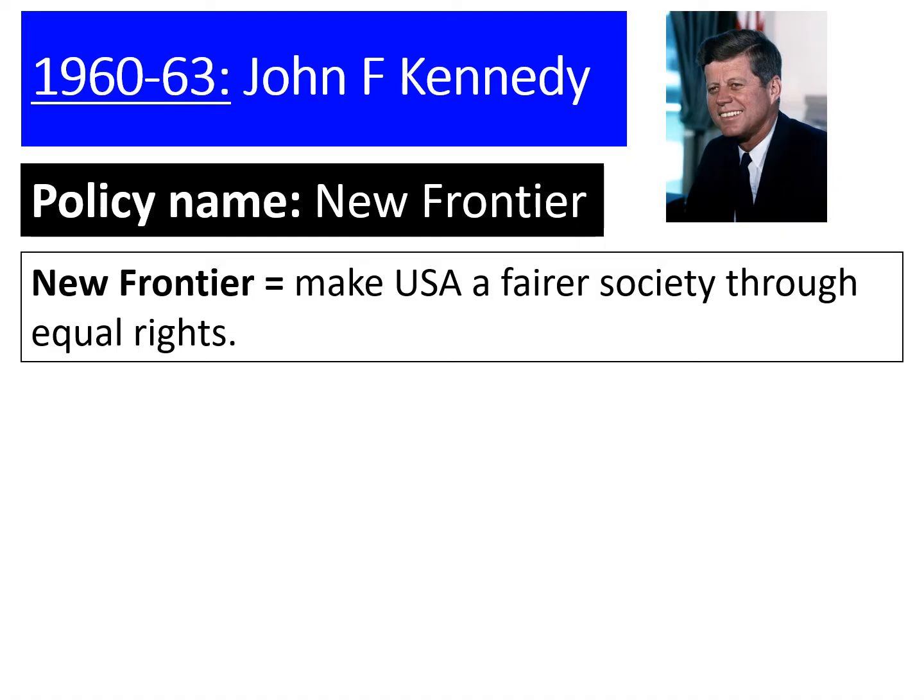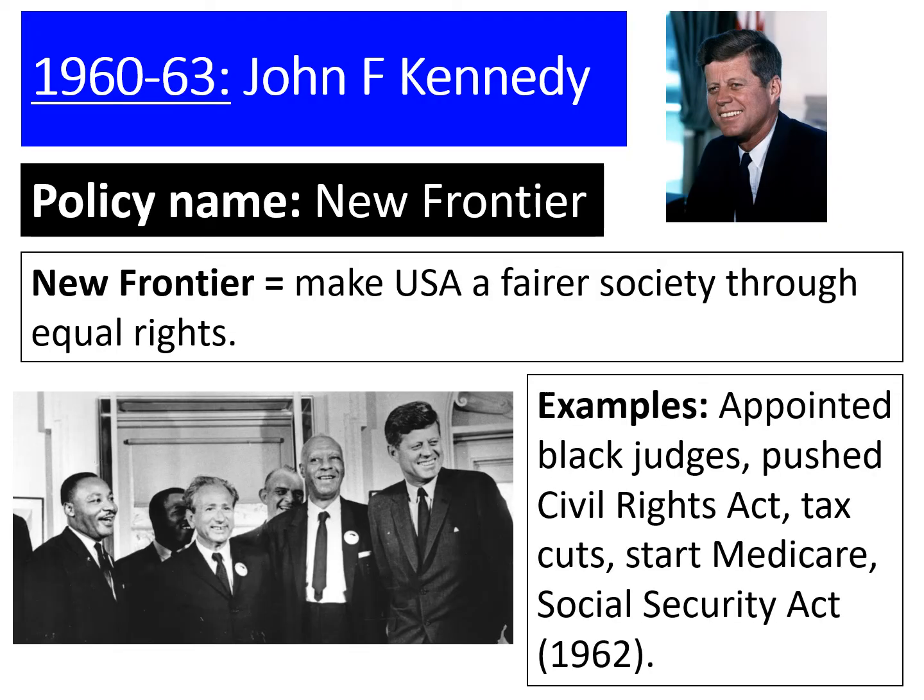So some examples of JFK's New Frontier policy was that he appointed a few black judges, including a judge called Thurgood Marshall. This means that he is basically saying that black African Americans should take a larger role in government and particularly in the law. So this showed that he trusted that group of society. He also pushed forward the Civil Rights Act, which unfortunately he would never see passed due to his assassination.